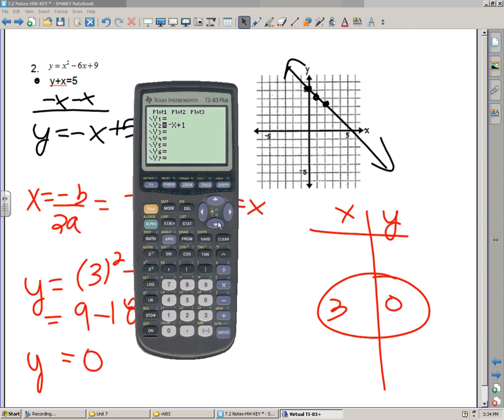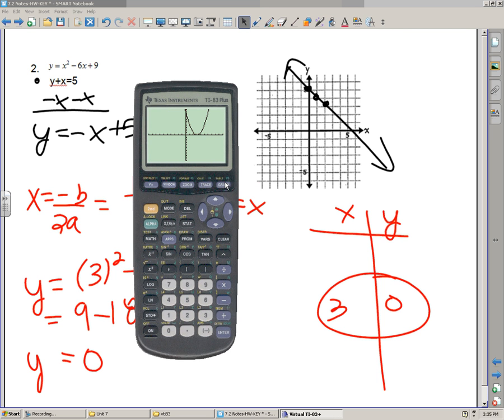So arrow down, clear out this one. Clear it out. Okay. And back in y1, we're going to type in the equation. It's going to be x squared minus 6x plus 9. We'll take a look at the graph. And this is the parabola that we have to graph.